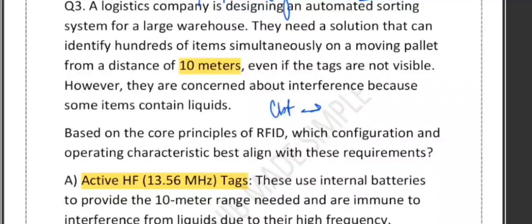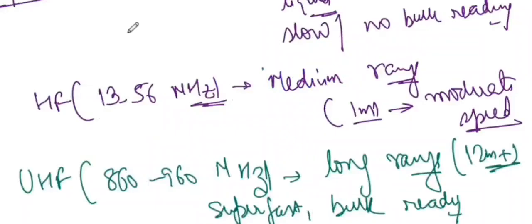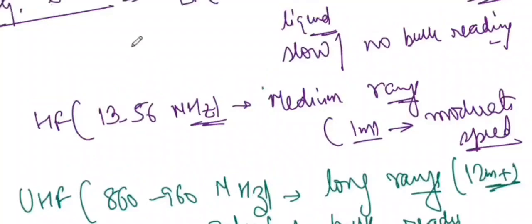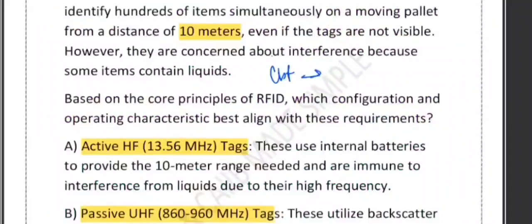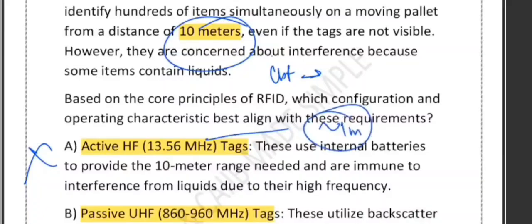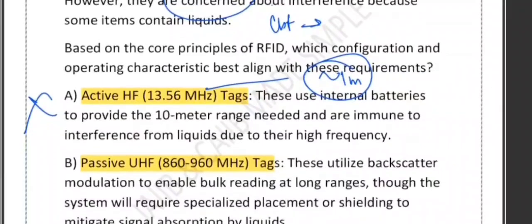Option A is saying active HF. Just now I told you that HF can reach only medium range, within near about 1 meter. So it can't reach 10 meter, but here they have mentioned 10 meter. So HF is not applicable because the HF range is just near about 1 meter. That's it. Now option B I think is correct.